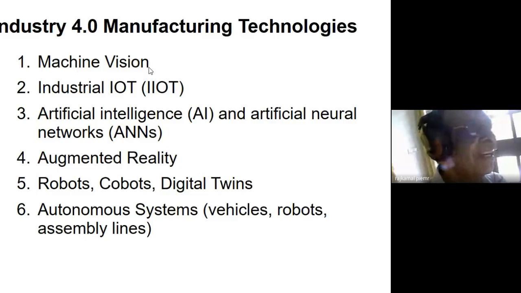Machine vision means visualizing the machine parts and the operations of the machines. Either a robot will visualize, or a human being, or some software, or some camera will visualize it autonomously, and so on. So machine vision, Industry 4.0 involves industrial IoT, artificial intelligence and use of artificial neural networks, augmented reality, robots and cobots and digital twins.